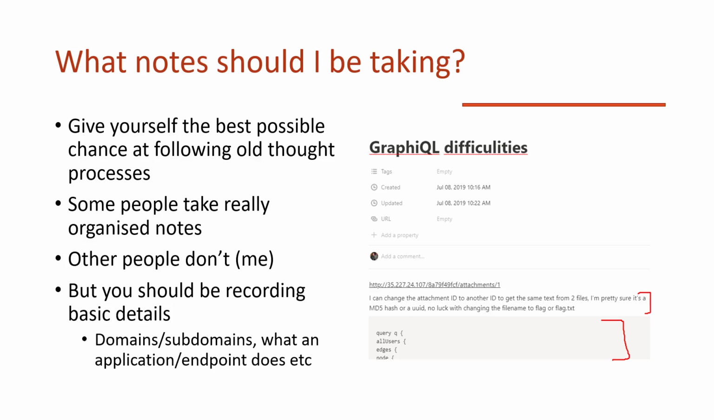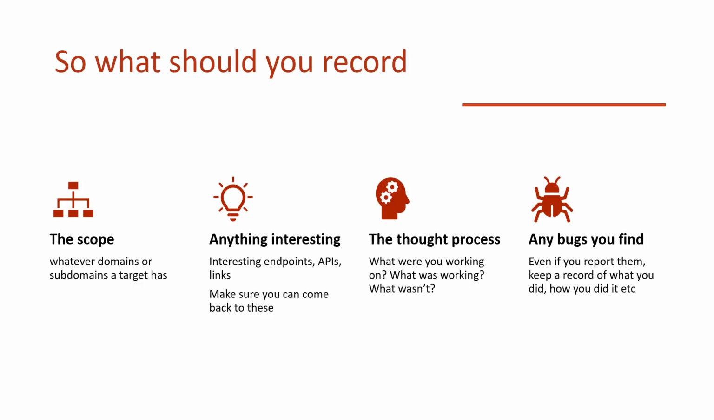So actually, I can follow this thought process, but it's not very detailed. It's not like I've written down every API endpoint, right? Whatever you do, you should be recording basic details though. Domains, subdomains, what an application or endpoint does. So let's talk more about what we should record. The first thing is the scope.